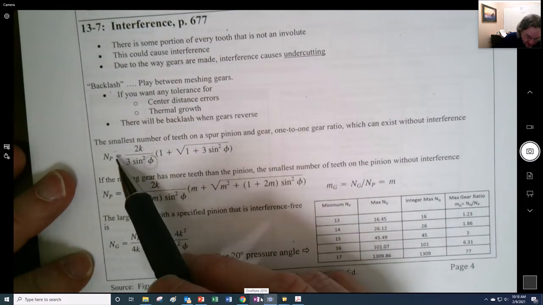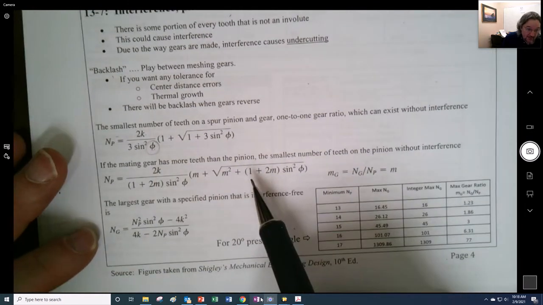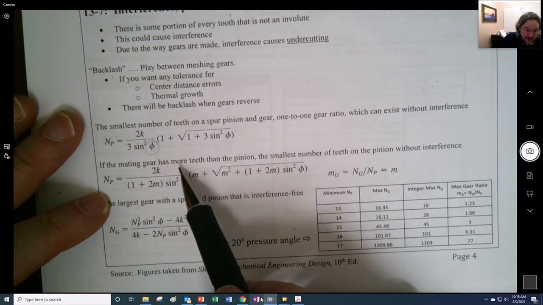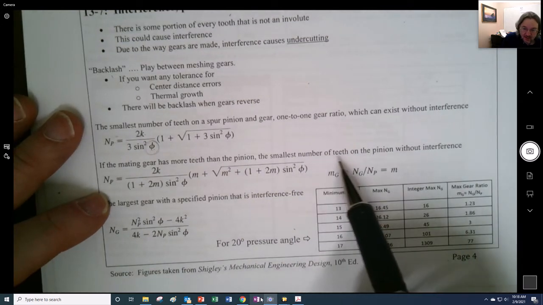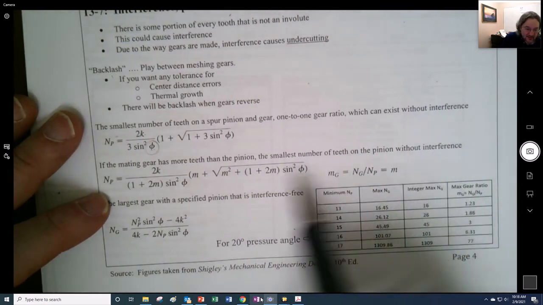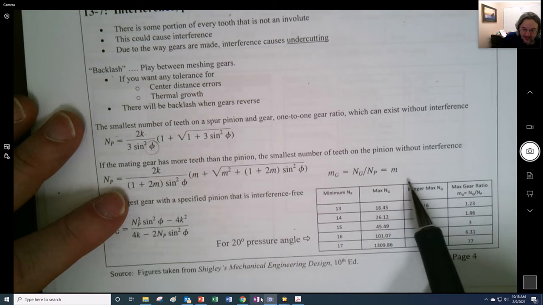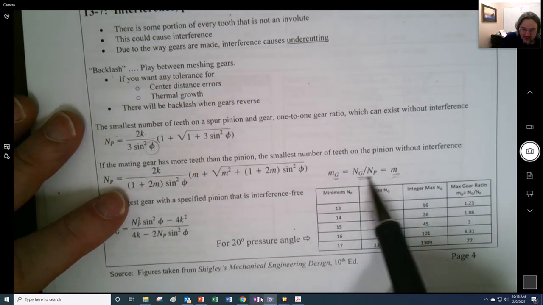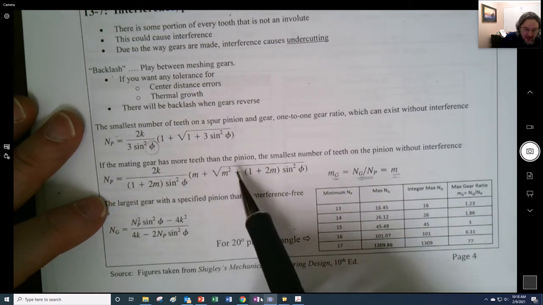So you can see when it's just 1-to-1, it is a function of pressure angle. That is the only thing that really makes that decision. Now, if you have mating gears with more teeth than the pinion, which is typical, the smallest number of teeth on the pinion without interference is going to be this right here. Once again, that K is for stub teeth. You'll see this M is in there. M is the same thing as the gear ratio that we just defined previously. So you can see that it is a function of that gear ratio.